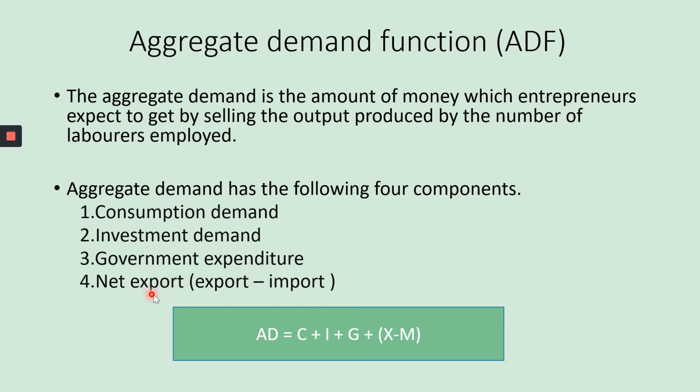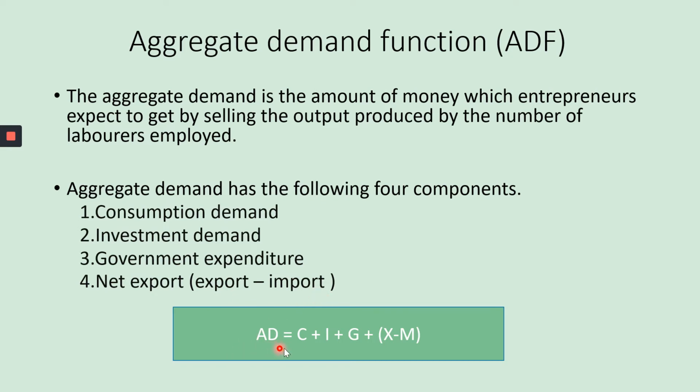Apart from that, you have the fourth sector, which is called foreign trade, net export. What do you mean by net export? Export minus import is called the net export. So these are the components of aggregate demand. How many components are there in the aggregate demand? There are four components. 1. Consumption demand. 2. Investment demand. 3. Government expenditure. And the fourth one is net export. Net export means export minus import.